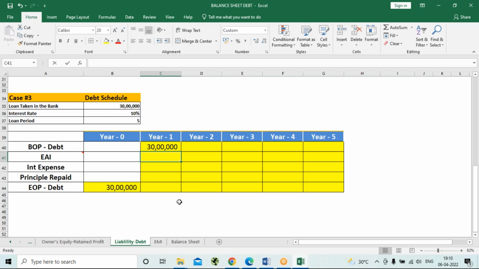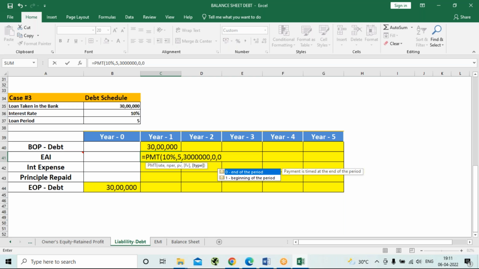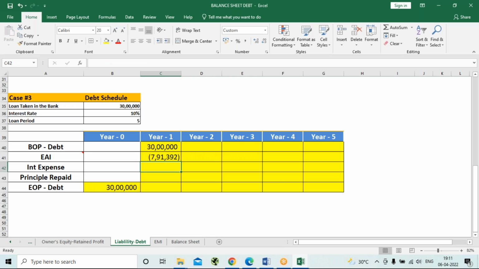Equals PMT. Rate is 10%. Loan period 5. Good. 30 lakh, comma 0 and 0. Okay. Fine. So it is a negative value. We have to multiply by minus. Okay. Please give me a minute of time. I'll be back.